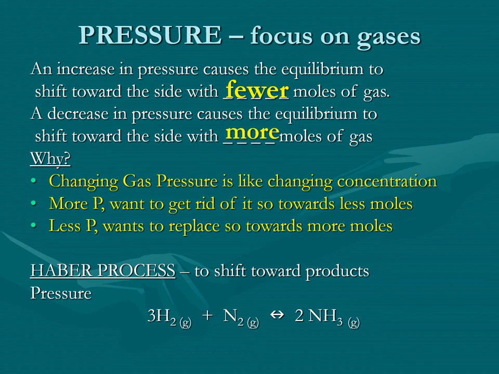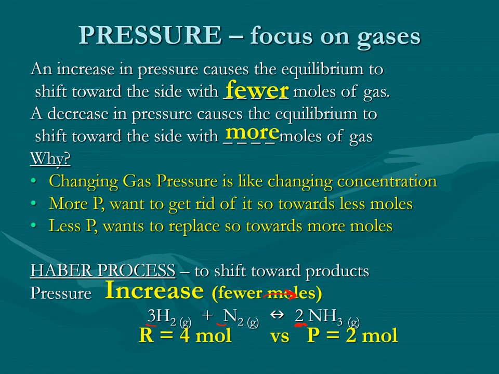So how do I figure out the number of moles? Well, I look at the coefficients. In the reaction here, I have 3 plus 1 moles for my reactants. I've got 4 moles on my reactant side. On the product side, I only have 1 product, so that coefficient is 2, so I have a total of 2 moles. So if I want it to shift towards the products, I'm wanting it to shift to the side with fewer moles. So what do I need to do to my pressure? Increasing my pressure will cause it to shift to the side with fewer moles.